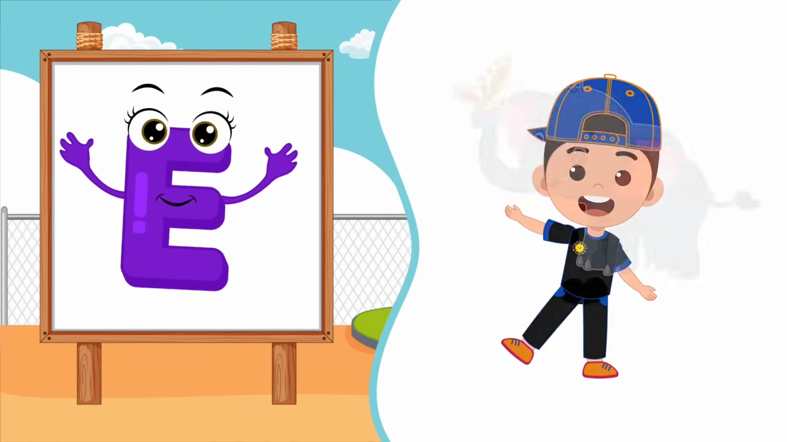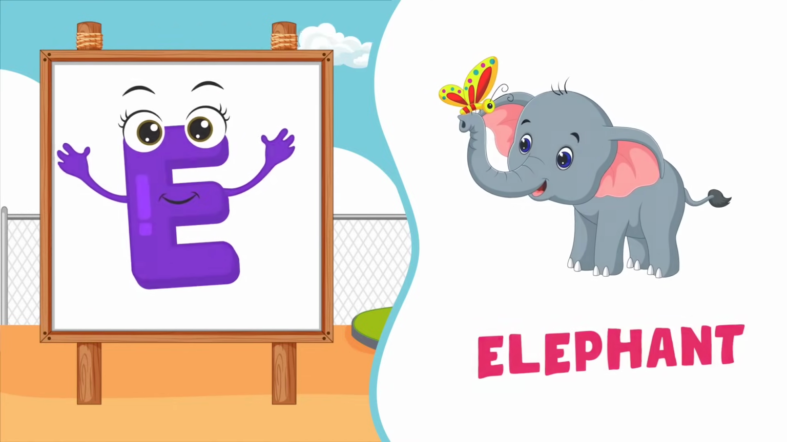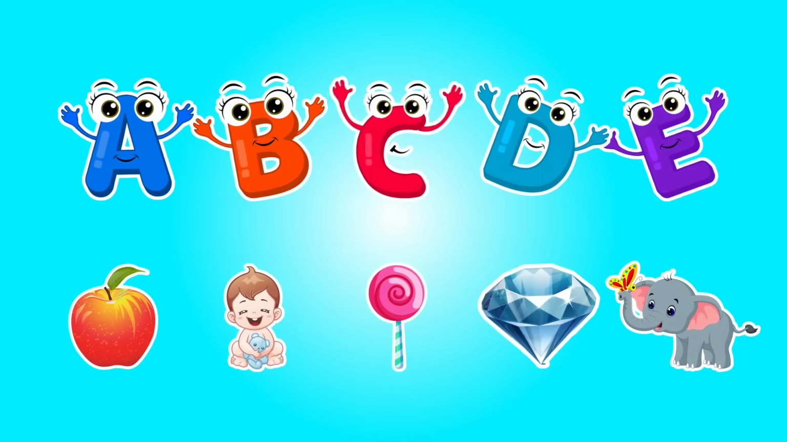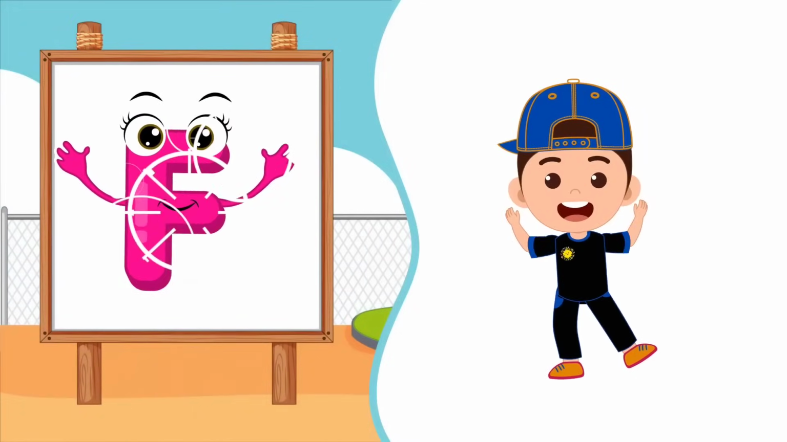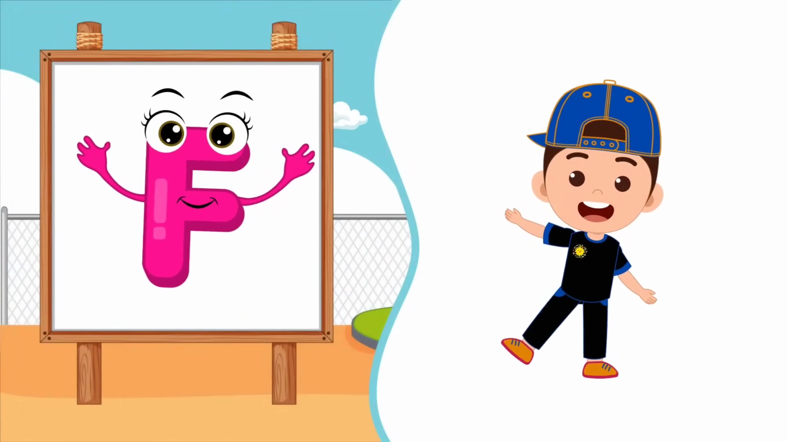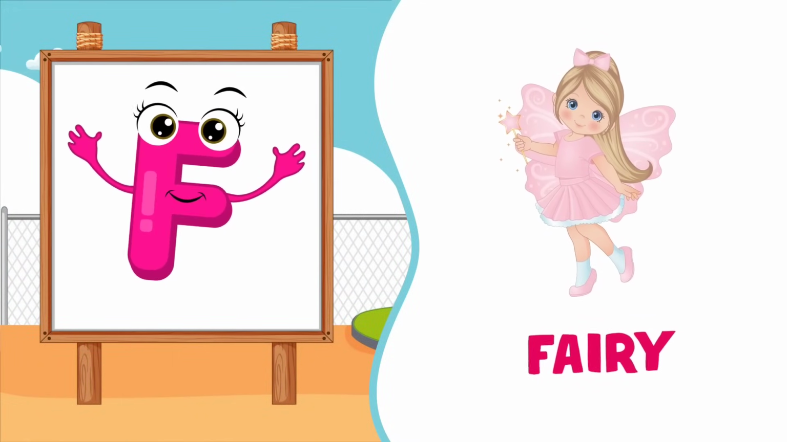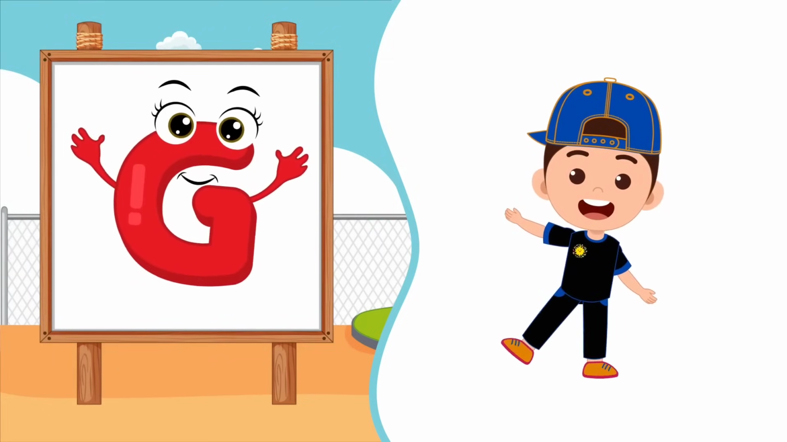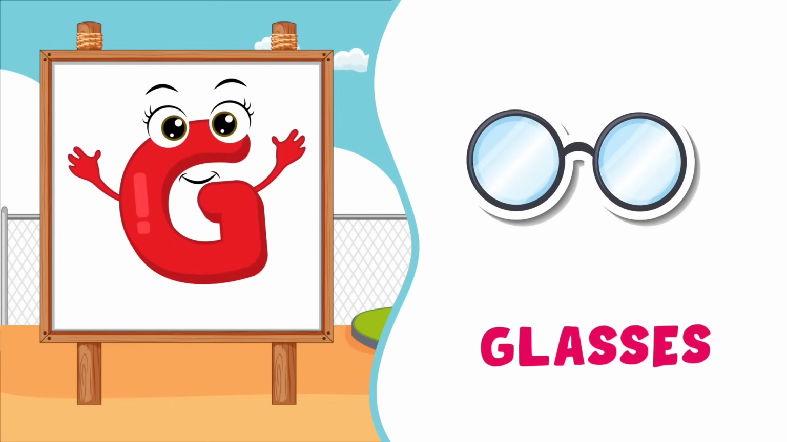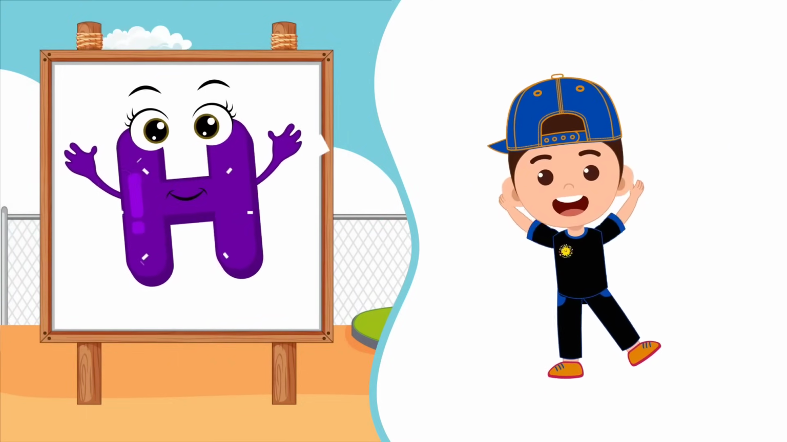Elephant, eh, eh, elephant, E, elephant. F is for fairy, f, fairy. G is for glasses, g, g, glasses. H is for hand.